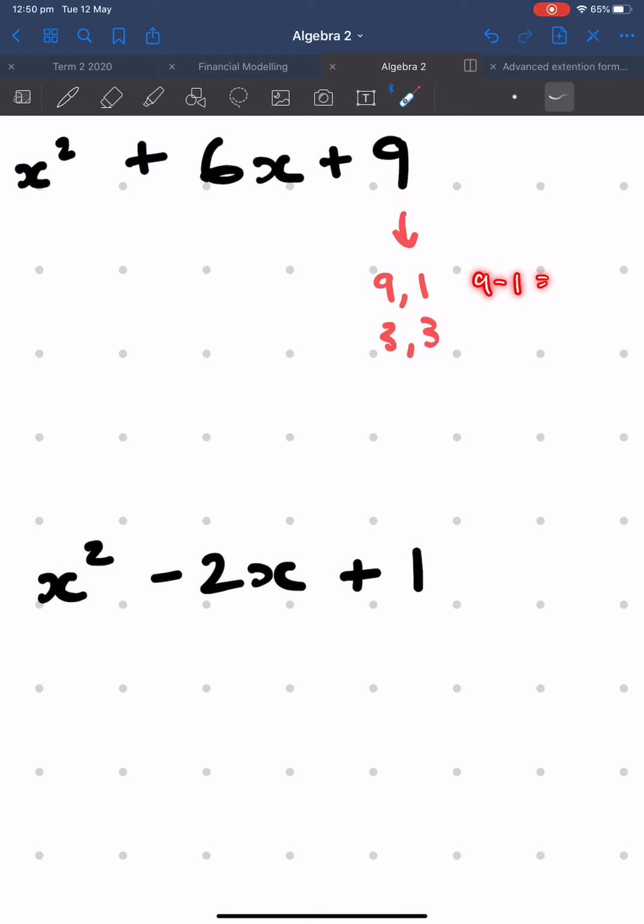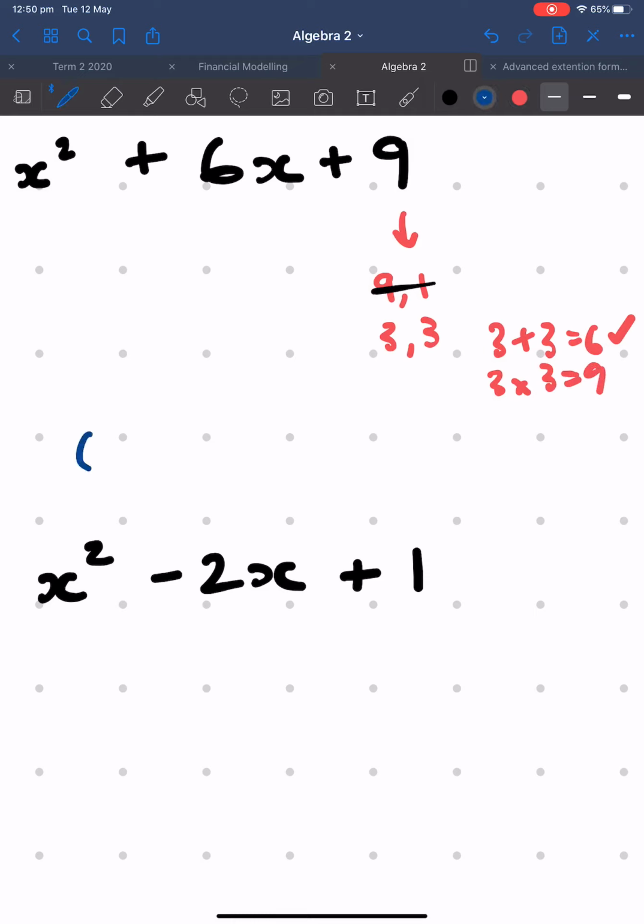Or I can go 9 minus 1 is 8, or I can go 1 minus 9 is minus 8. So there's still only 2 numbers. It's either 10 or 8, but I need it to be 6. So it's clearly not that set. So then what we can try is 3 and 3. I can add those 2 numbers together to make 6, and 3 times 3 also equals positive 9, which is what I need. That means I'm done. It's going to be positive 3 and positive 3.